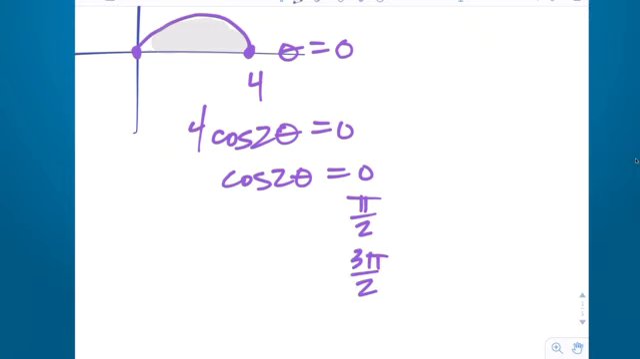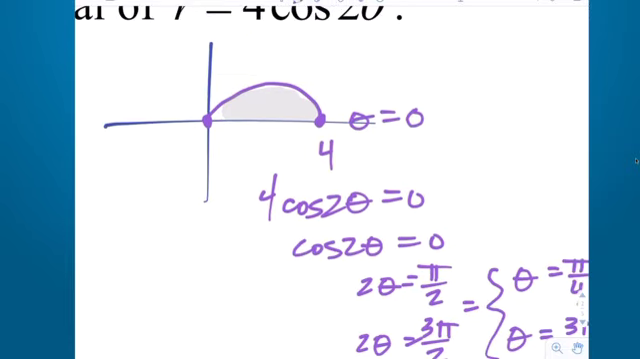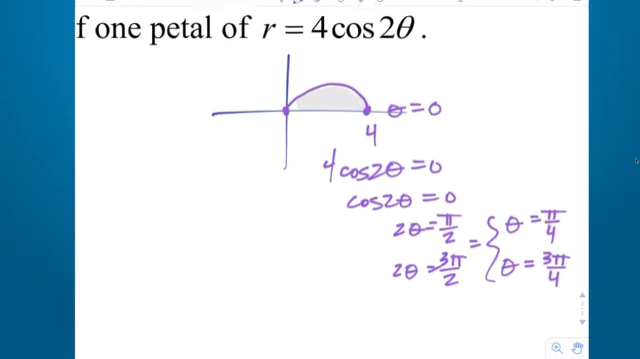Good. Now those are not equal to theta. Those are both equal to 2 theta. So if you solve those for theta, then you get theta equals half of pi halves, which is pi fourths, and 3 pi fourths. So the first polar 0 must be at pi fourths.